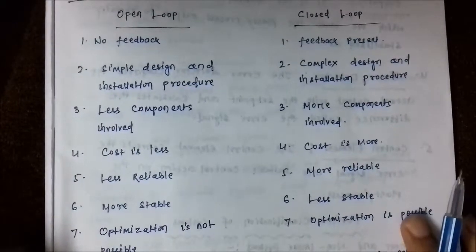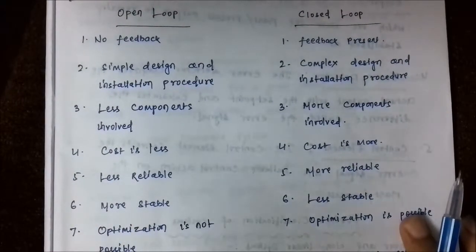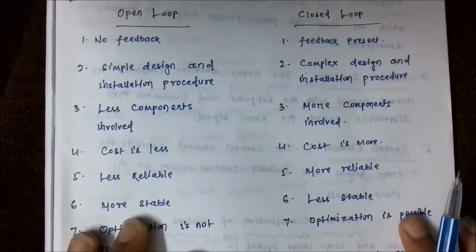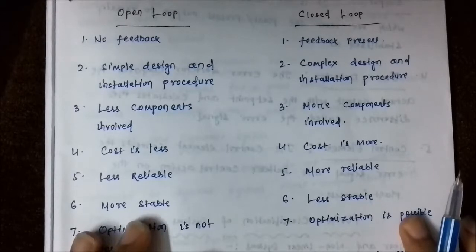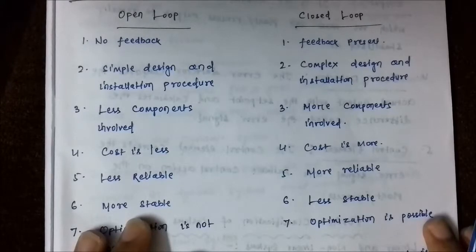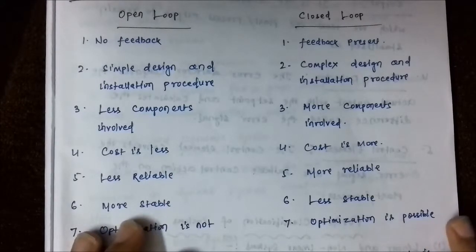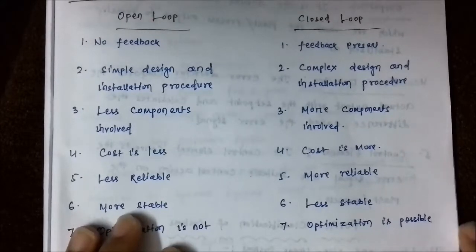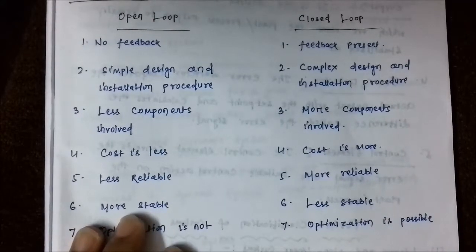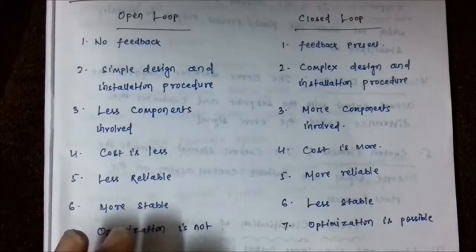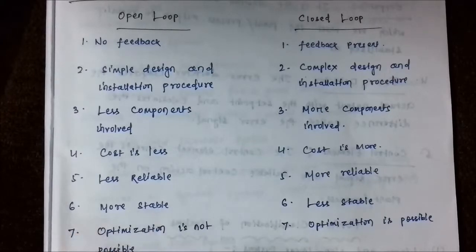Now, however, the open loop control system is more stable because it is less sensitive to the external parameter variations, and because of the absence of the feedback path, it is less sensitive to parameter variations. We will discuss it in the later discussions, but generally the open loop control system is more stable, whereas the closed loop system is less stable.